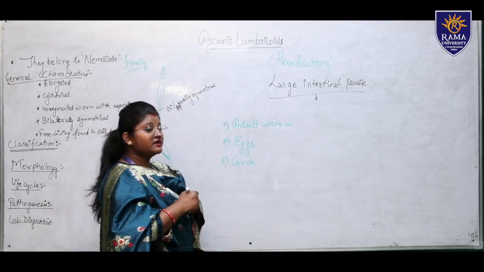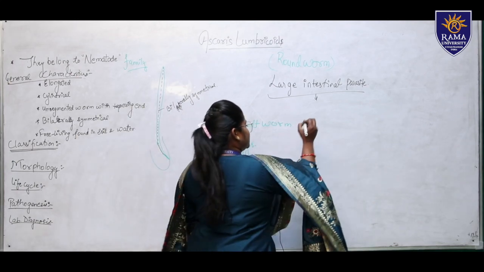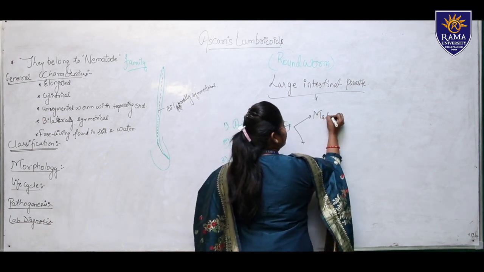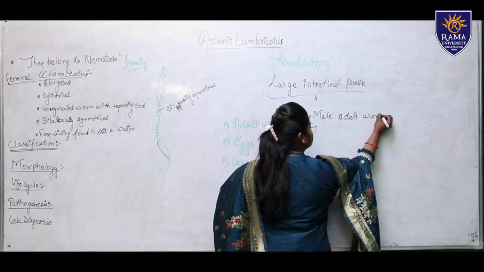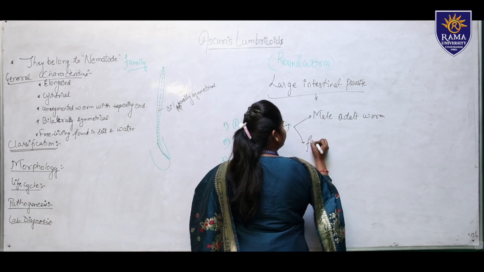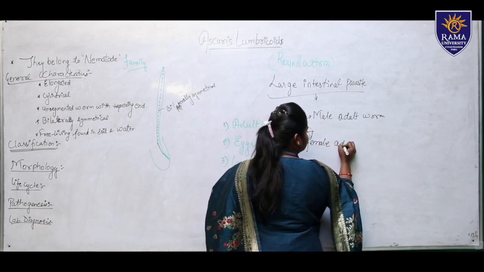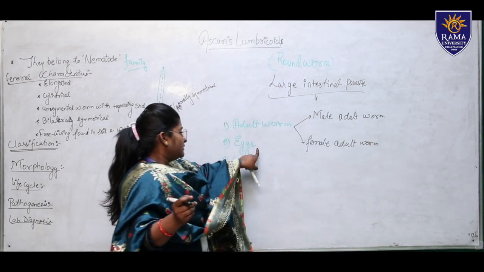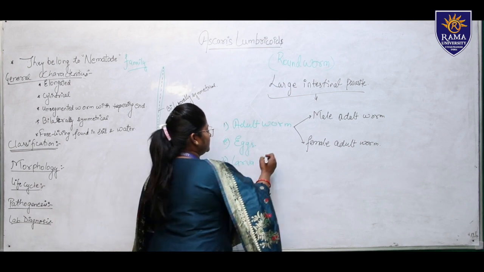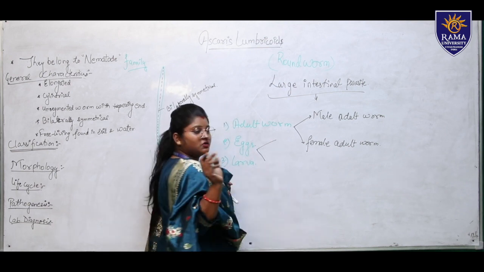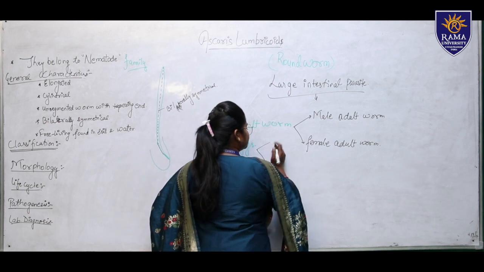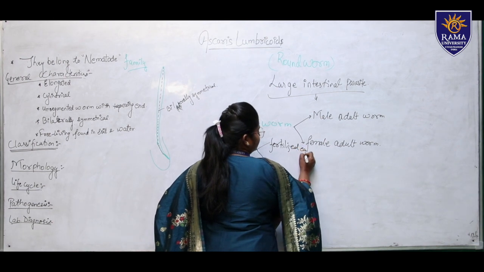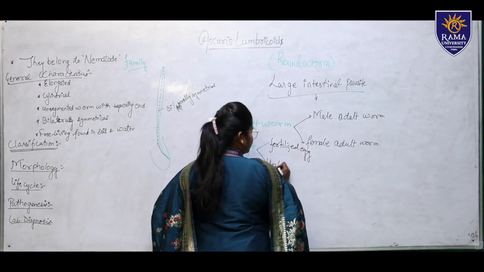So before starting with adult worm, this adult worm is basically divided into two parts, that is male adult worm and number two is female adult worm. Moreover, we are now talking about these eggs. These eggs are also divided into two parts, that is fertilized egg and unfertilized egg.